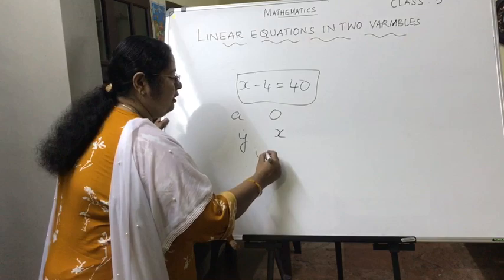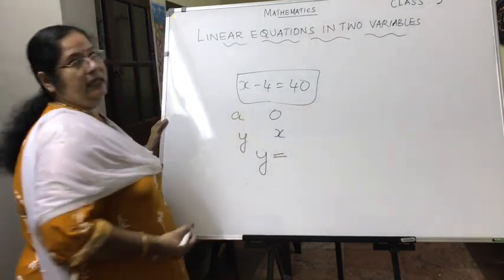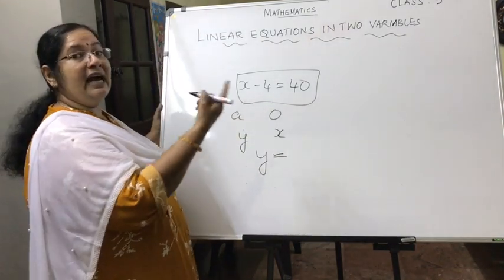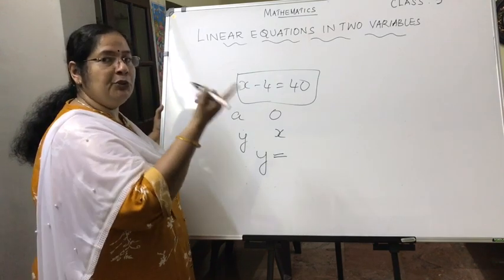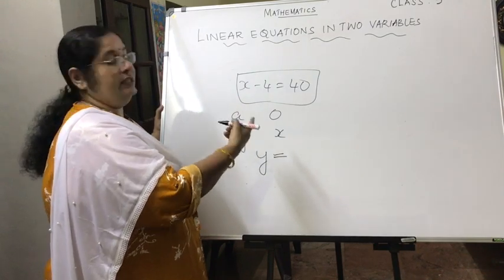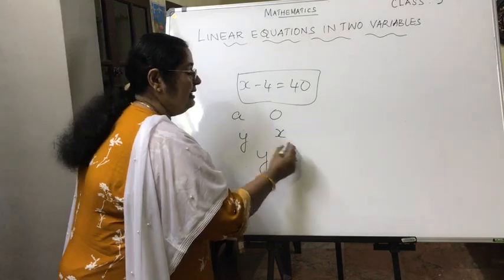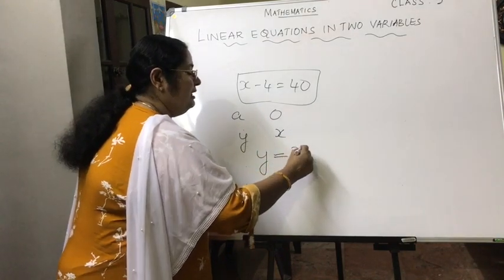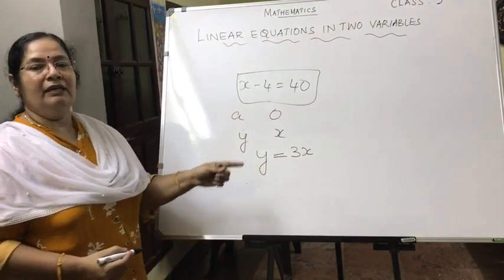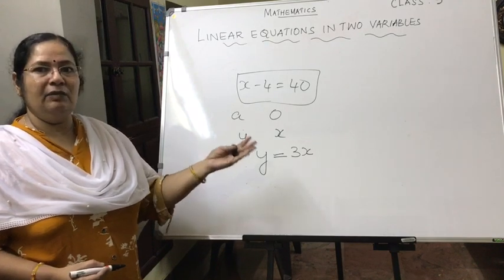So apples cost Y will be equal to 3 times. 3 times means 3 into 3 times the cost of oranges. So cost of oranges X, 3 times the cost of oranges 3x. Y equals 3x. This is an equation.